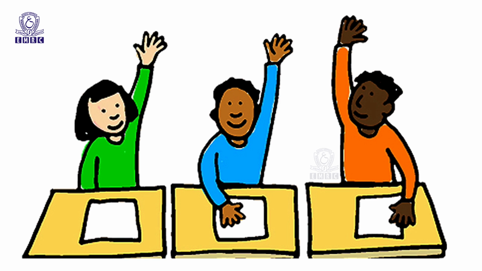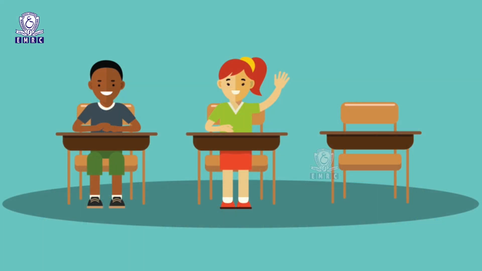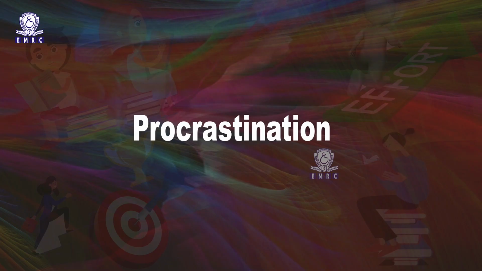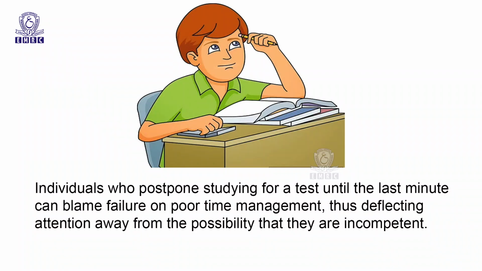These seem like minor deceptions, but they might become more chronic forms of non-involvement, such as dropping out and excessive absences. Another strategy that they use is procrastination. Individuals who postpone studying for a test until the last minute can blame failure on poor time management, thus deflecting attention away from the possibility that they are incompetent. A variation on this is to take on many responsibilities, so they have an excuse for not doing any one of them in a highly competent manner.